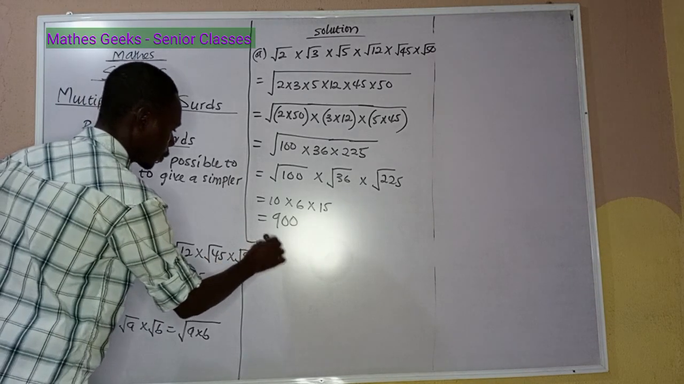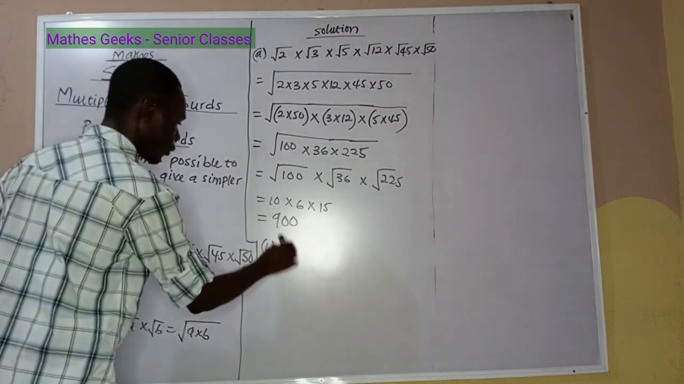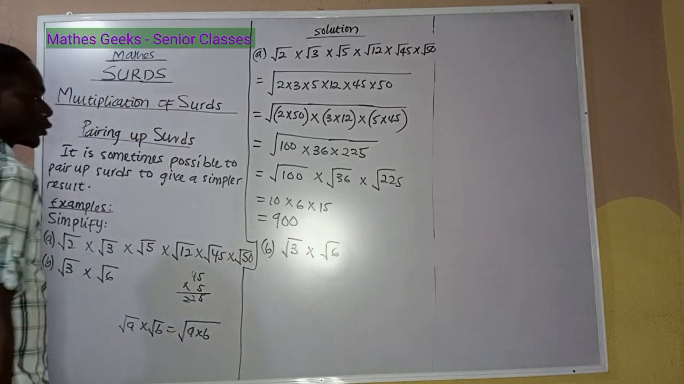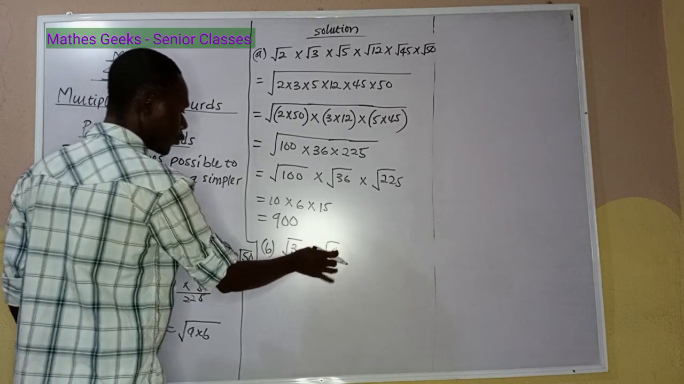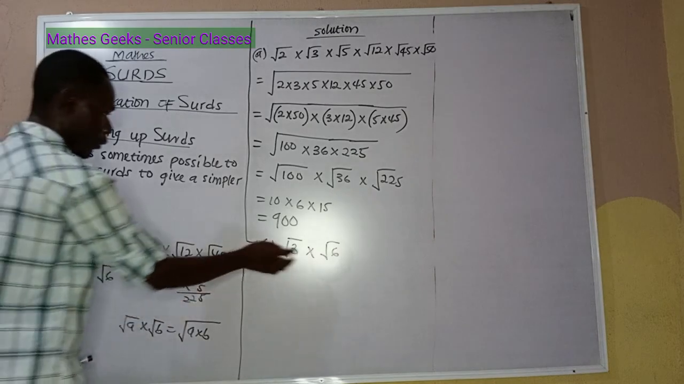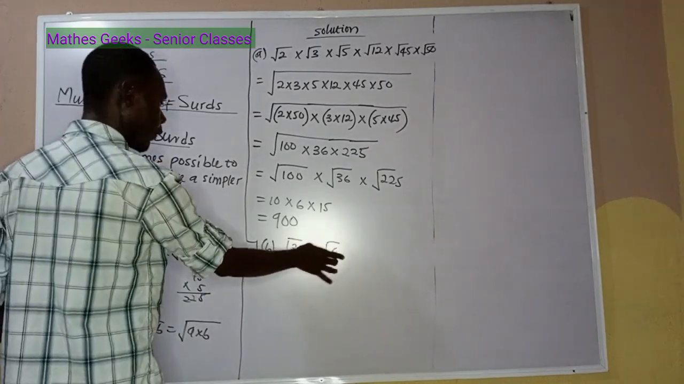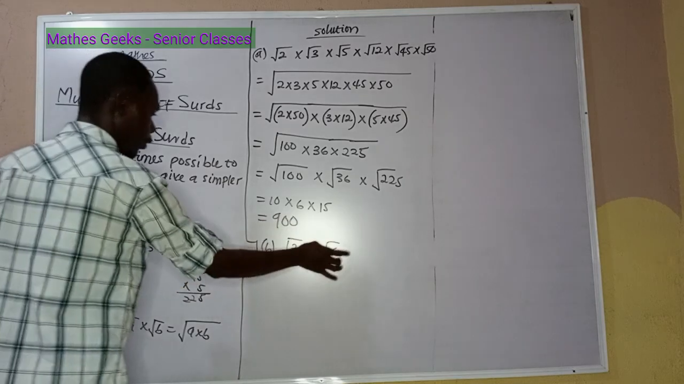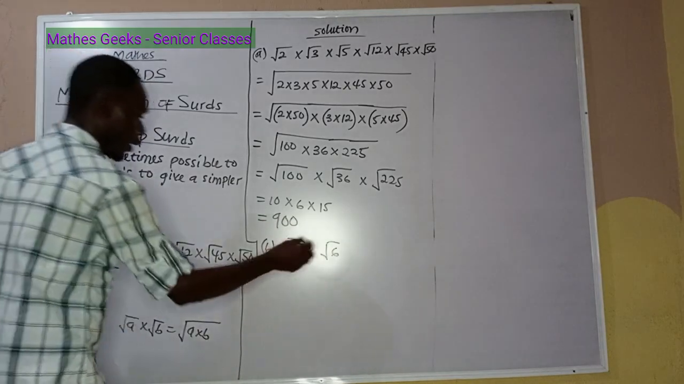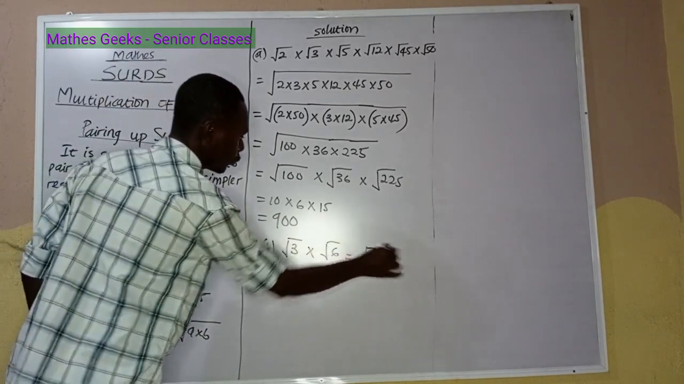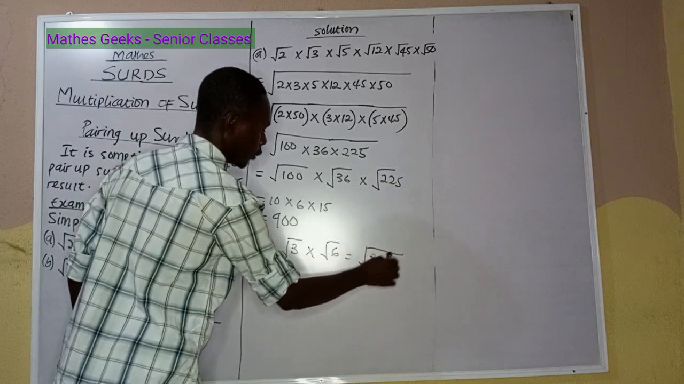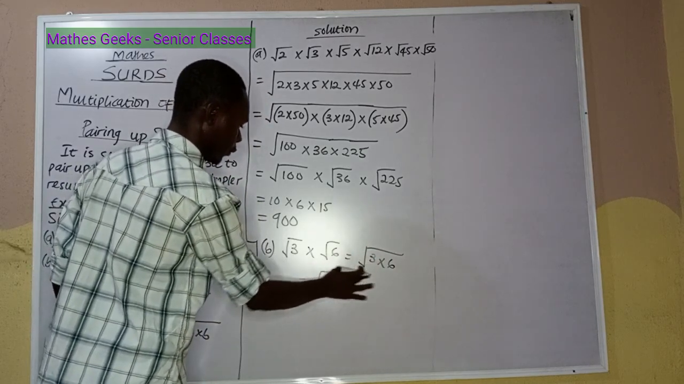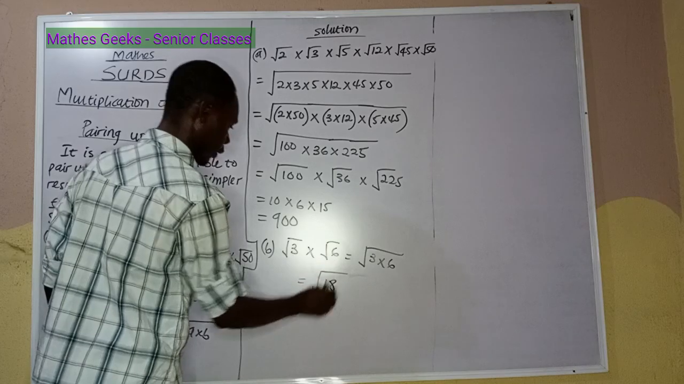So B, root 3 times root 6. 6 is not a perfect square, 3 is not a perfect square. And even if we simplify 6, we cannot get a perfect square out of the two factors of 6. So what do we do? We pair them up. So this will give us root 3 times 6. And what do we have? Root 3 times 6 will give me root 18.